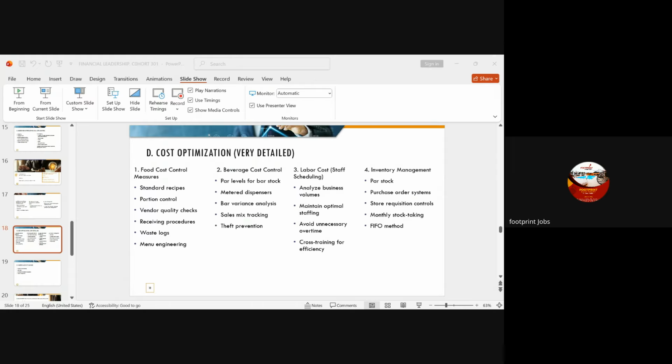Then lastly, under that is the FIFO method, which we talked about last time Thomas took a class. That's the first in, first out method, just to help reduce the number of wastage and damages and expiry in the system. So I move, guys.